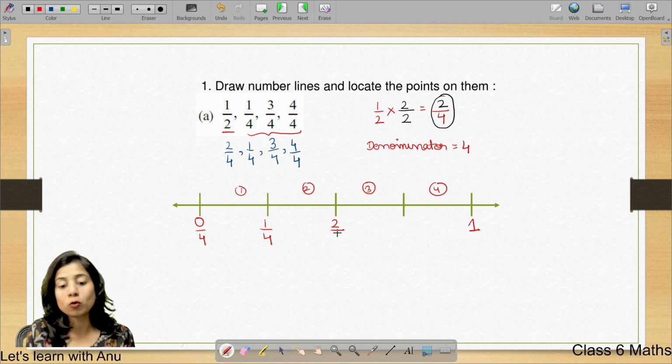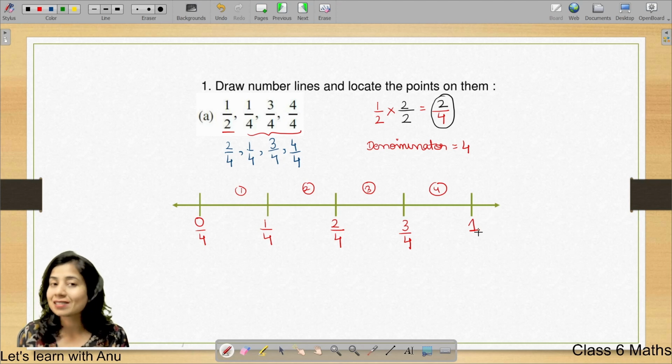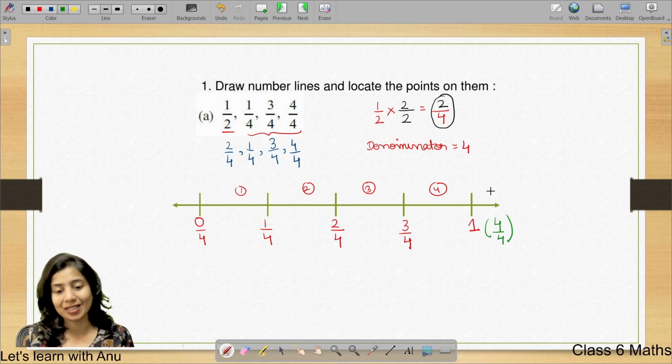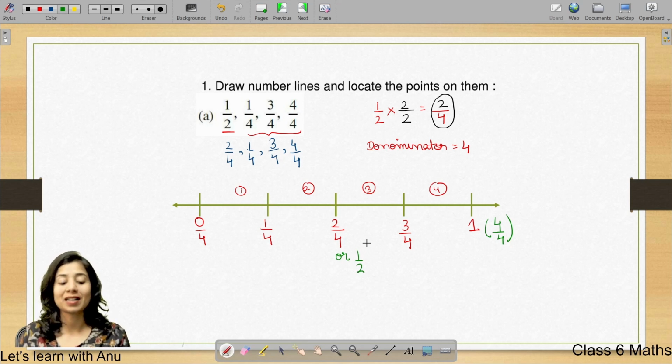Then this is 2/4. Then 3 by 4, 1. Class, this is very important. Listen carefully. 1 can also be written as 4 by 4 because eventually we'll get 1 only. I hope everyone is clear. So in this way we have plotted all the points. 1 by 2 is actually 2 by 4. So here we can write it as 2 by 4 or 1 by 2. They both are same. Moving ahead to the next part.